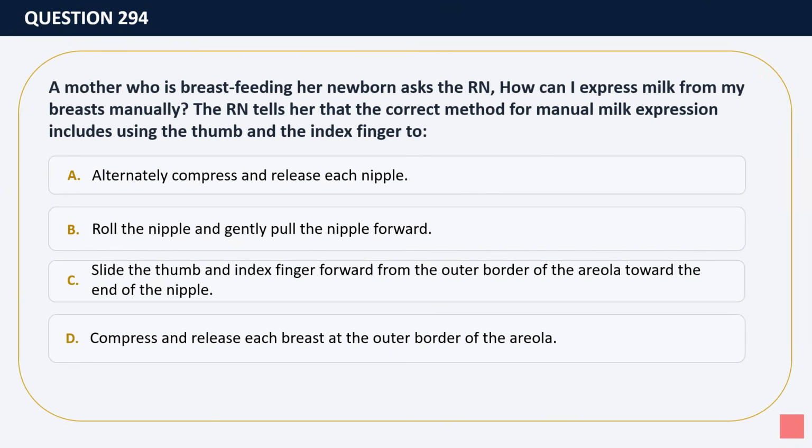Question 294. A mother who is breastfeeding her newborn asks the RN, "How can I express milk from my breasts manually?" The RN tells her that the correct method for manual milk expression includes using the thumb and the index finger to A. Alternately compress and release each nipple. B. Roll the nipple and gently pull the nipple forward. C. Slide the thumb and index finger forward from the outer border of the areola toward the end of the nipple. D. Compress and release each breast at the outer border of the areola.